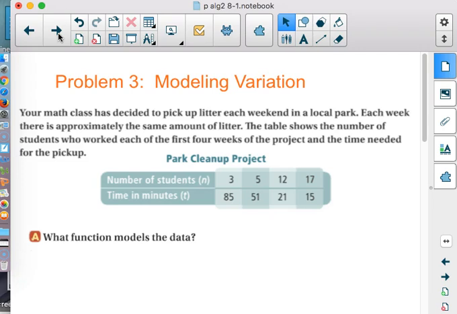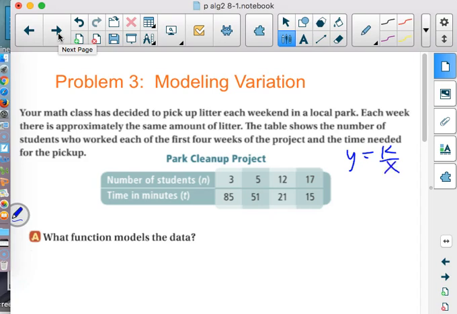Now, I don't know about you, but I'm sitting here thinking, the more people I get, the less time it's going to take. That's an inverse relationship. So it should be y equals k over x. But these are x's and y's. So I want to see how these two work together to give me k, which means I better go ahead and multiply them all so I can figure out what k is. Let's see. 3 times 85, 255. 5 times 51, 255. 21 times 12. Oh.